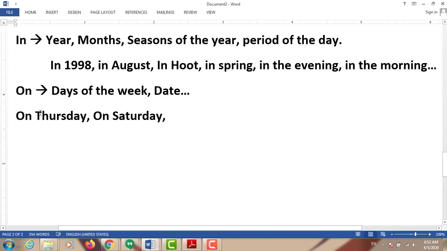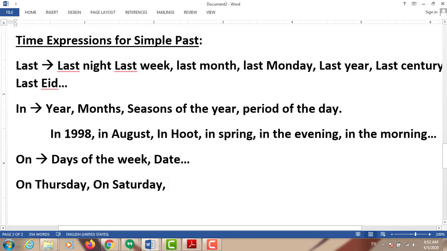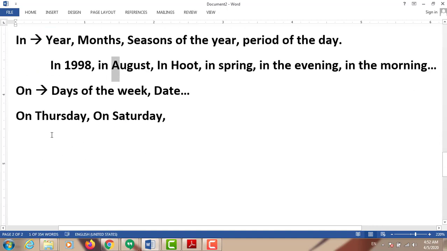So keep one thing in mind, guys. When you are saying the name of the months, the first letter should be capital, and when you are writing days of the week, the first letter must be capital. Okay. Next one is date. For example, today is on April 5th, 2020. Yeah. So for date also we use "on."